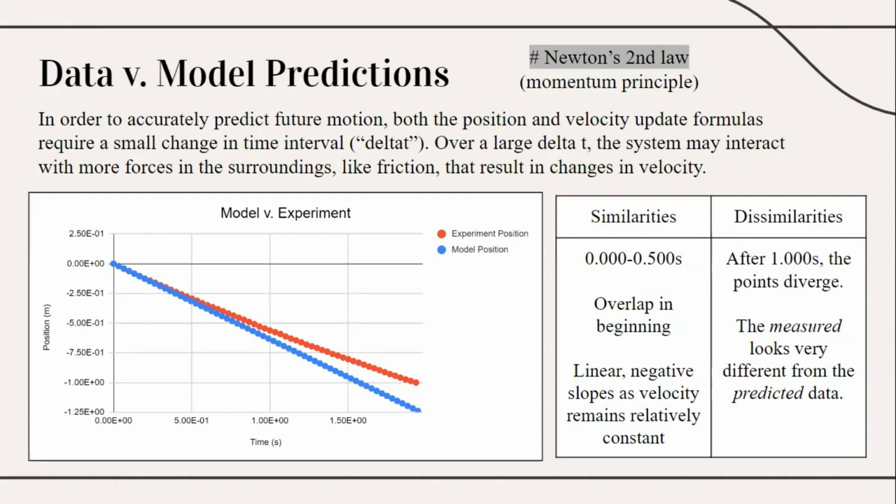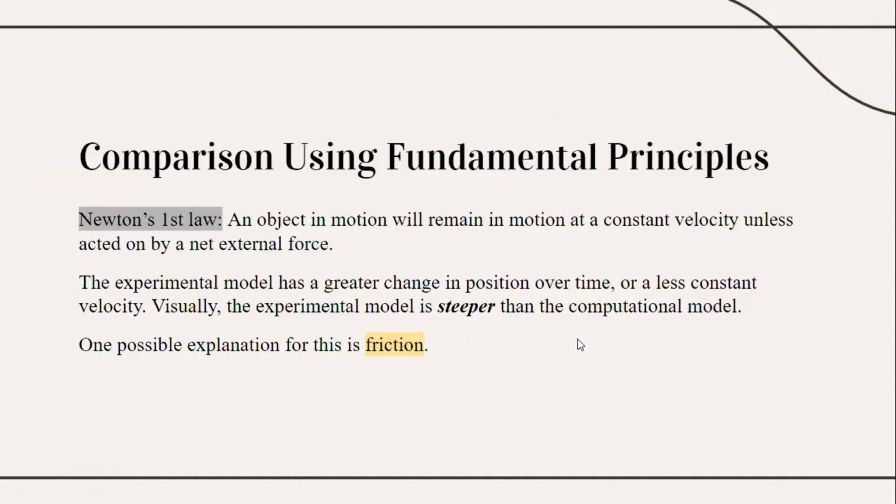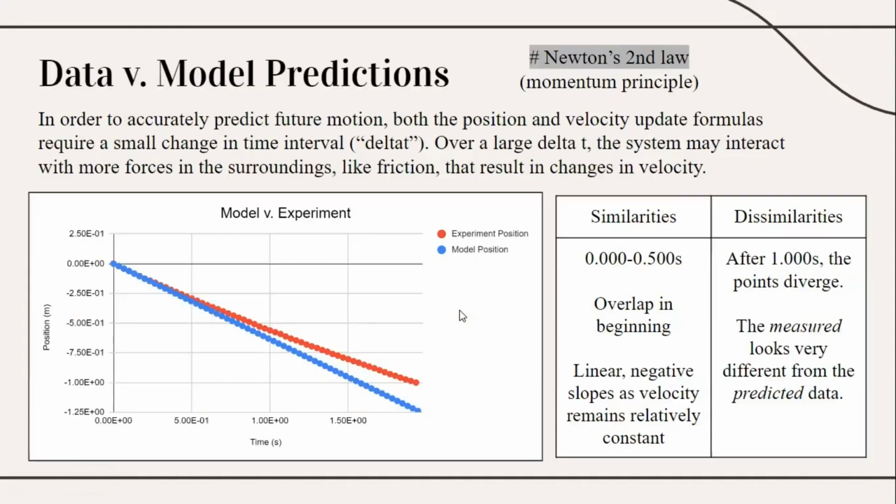You could tell the distinction, meaning that the blue, which is what they're supposed to be, the predicted, is very different from the experimental red, which is becoming more flat, if that makes sense. That means that there are other forces interacting with our system. Both of them are linear, but they diverge, meaning there's a difference. F net does not equal 0.